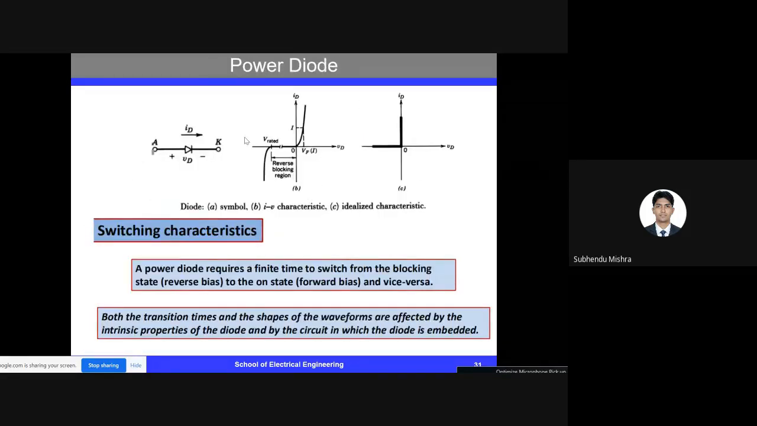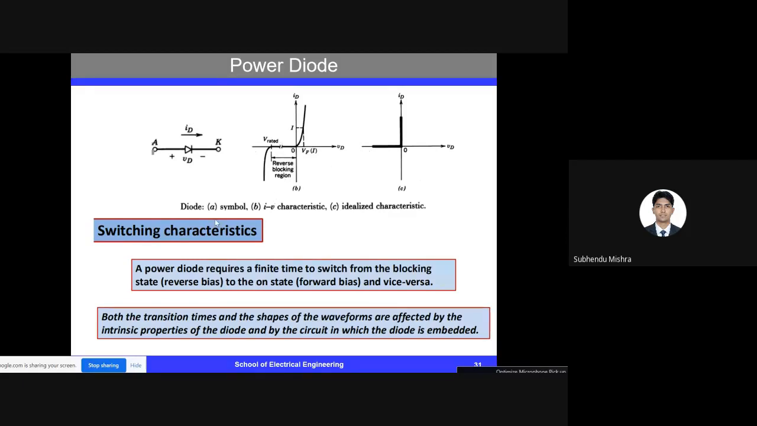So for the power diode, this is the symbol, and this is the IV characteristic. And for an ideal diode, what would be the characteristic? Instantaneously, the current will become positive. There will be no forward voltage drop, and instantaneously, it will have no reverse current also. There will be no saturation current, and in the reverse, there will be no current flowing. So this is the characteristic of an ideal diode, and this is the characteristic for the power diode.